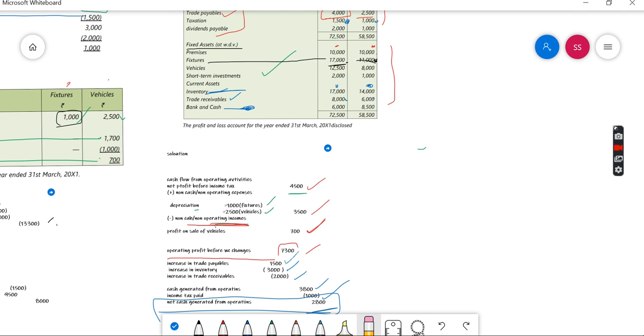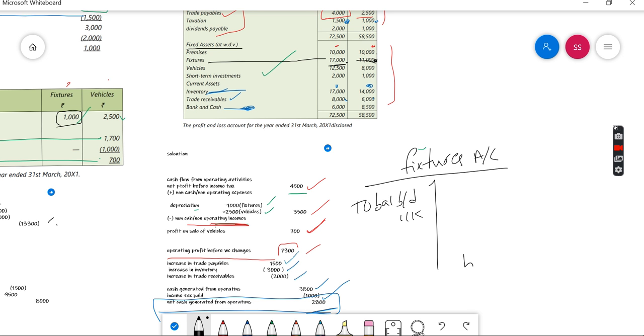Let's start here. Fixtures account. To balance brought down, how much? 11,000. By balance carried down, which is 17,000. So we got the opening as well as the closing, right?